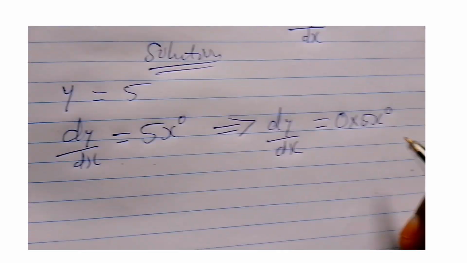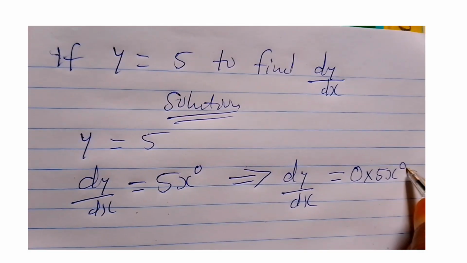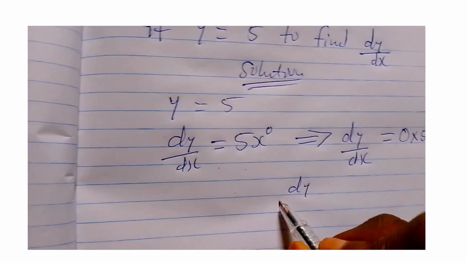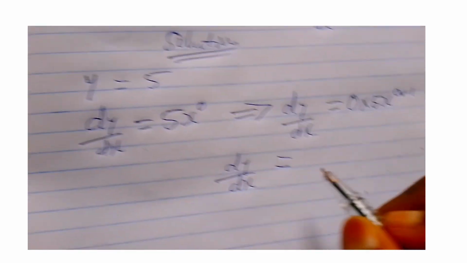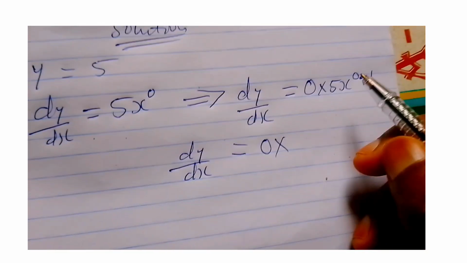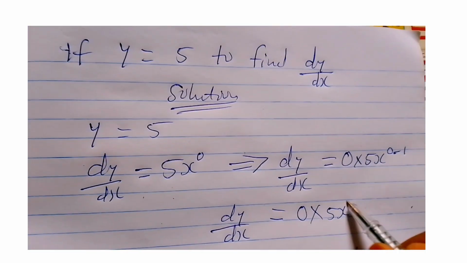Are you seeing it? 5 is the power of 0. Then you subtract 1 from the power, then subtract minus 1. So we're going to have our dy over dx equals what? You know that this is 0, right, times 5. This is the power of 0 minus 1, which is going to give us minus 1, right?